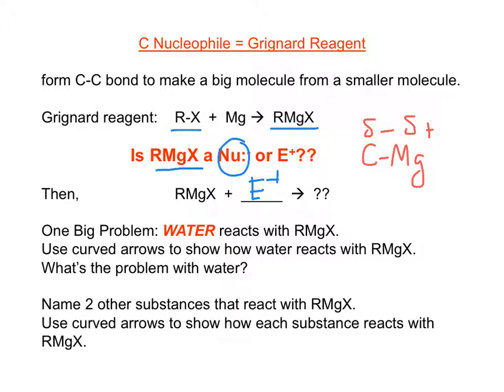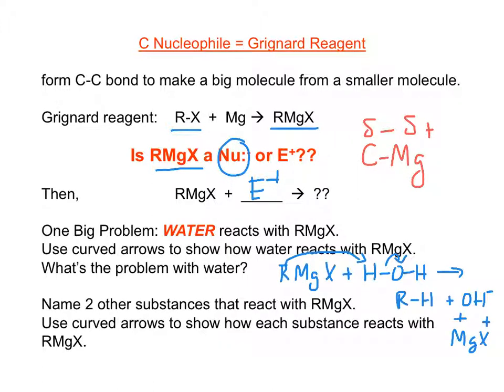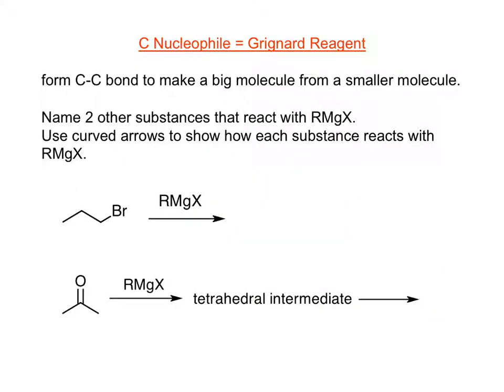One problem with the Grignard reaction is that everything has to be dry because water reacts with the Grignard reagent. So stop the video and use curved arrows to show how water reacts with the Grignard reagent. Here are two other compounds that react with the Grignard reagent. So stop the video and show how each substance reacts with the Grignard reagent.